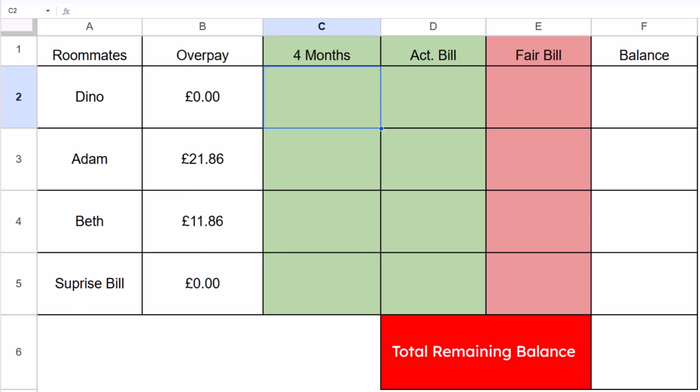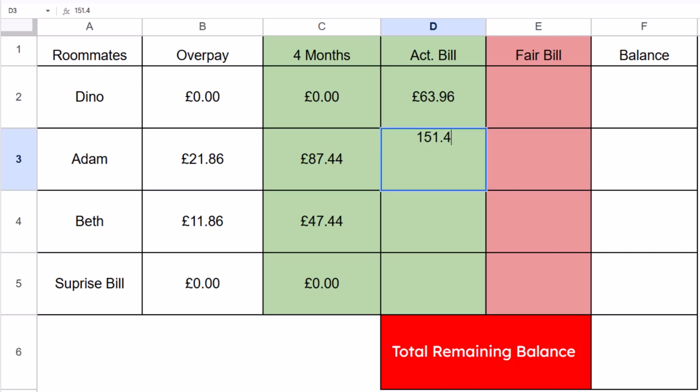Now, our C column is after 4 months have gone by, what did everybody end up overpaying? And for our first case, it's uninteresting because it's just 0 times 4. But when we apply that to the rest, Adam would come out to $87.44, and Beth comes out to $47.44. For our D column, we're going to have what everybody actually paid into the bill. So for our Dino, we've got $63.96. For Adam, we've got $151.40. And for Beth, we've got $111.40.